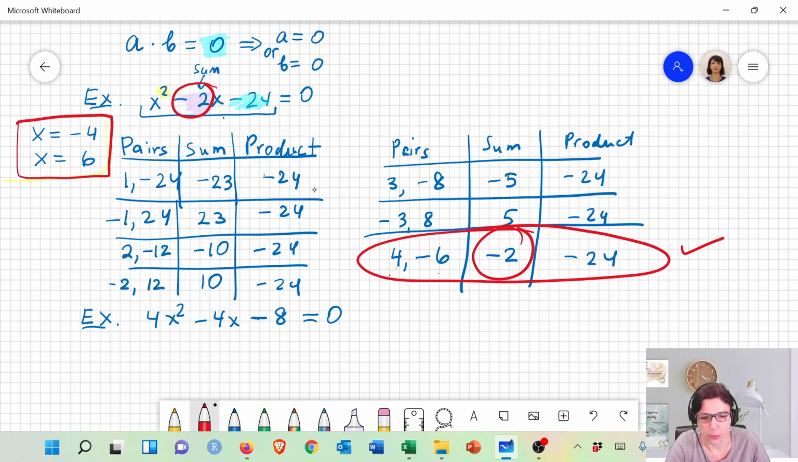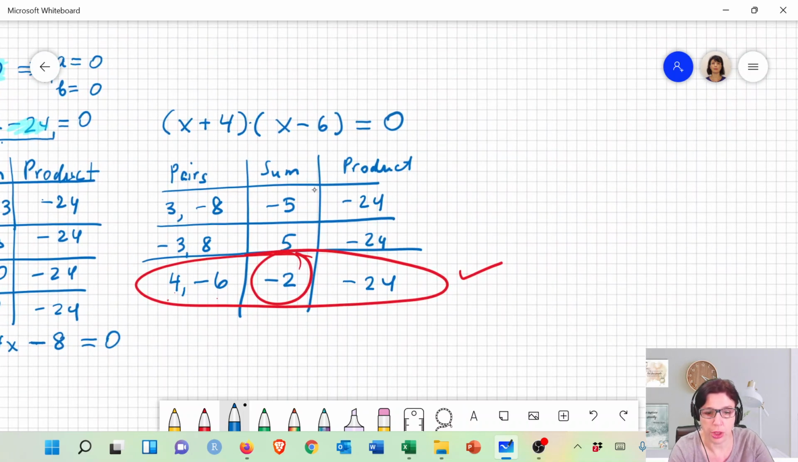I mean, we found the winning combination. But remember that we didn't really solve anything yet. We found the combination, and now we can factor, but we didn't solve it. So to factor, you're going to write x plus 4, x minus 6, and we still have that equal to 0, right? Now, when the product of two things is equal to 0, that means either one of them equals 0 or the other one equals 0, which tells you that either x plus 4 equals 0 or x minus 6 equals 0.